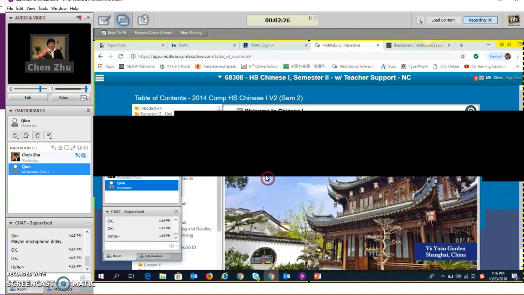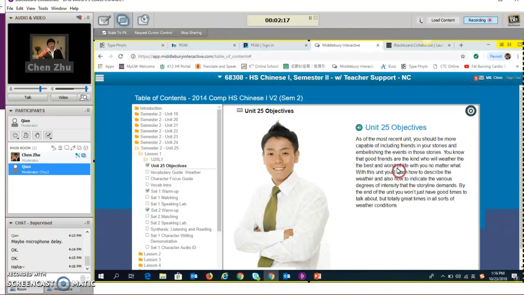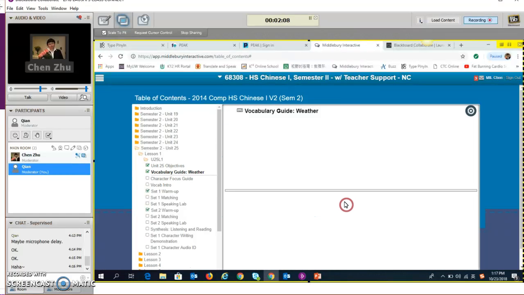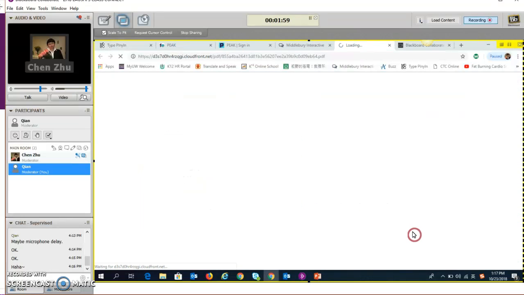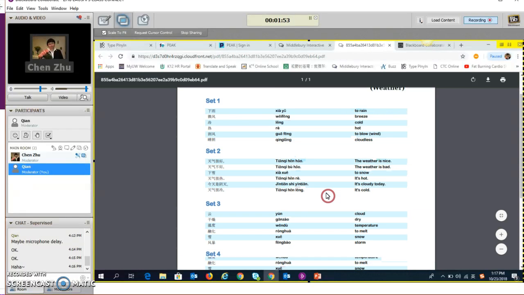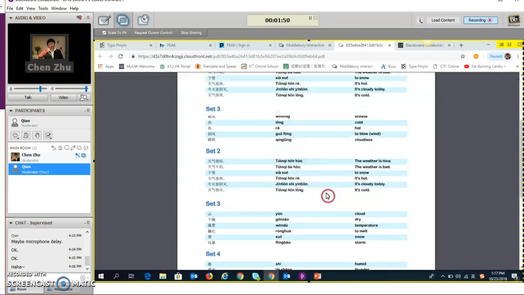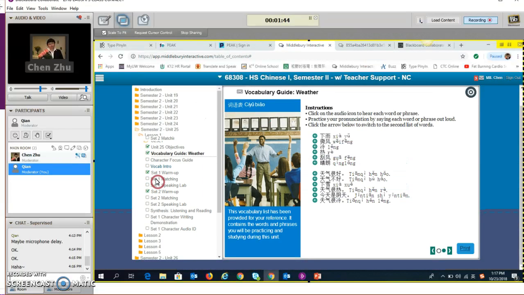It's called Weather. The objective of this lesson, as stated in the lesson, is to be able to talk about the weather, and we have actually prepared some pre-session activities with the students. For example, they're supposed to download this PDF file of the vocabulary guide, like I showed in the session, and also they have a grammar lesson.